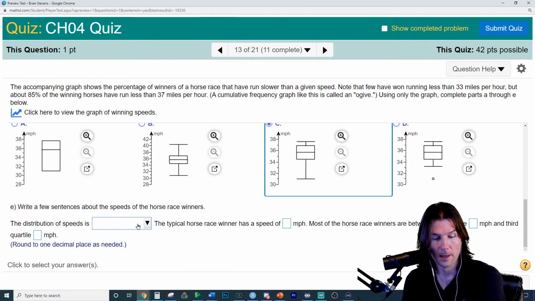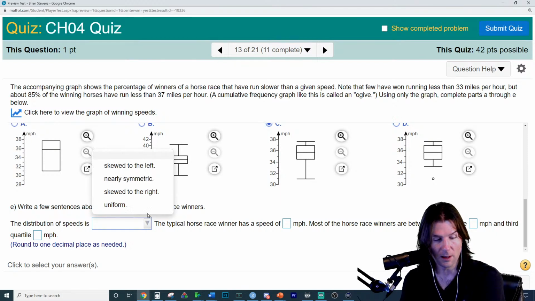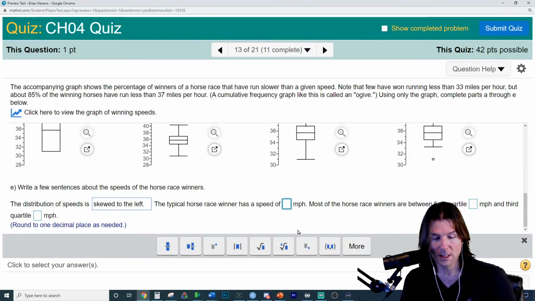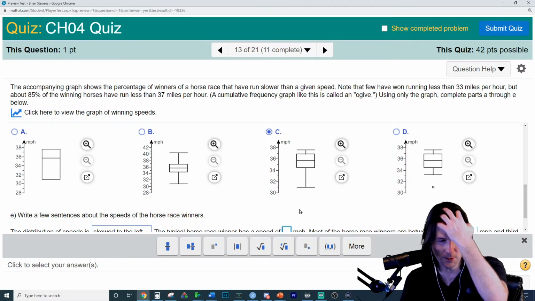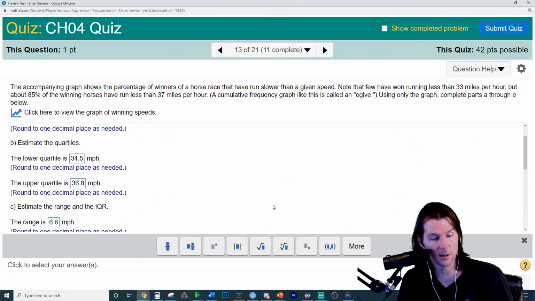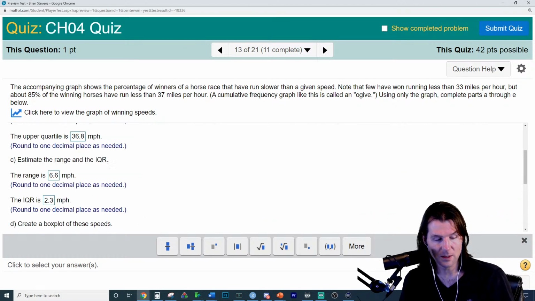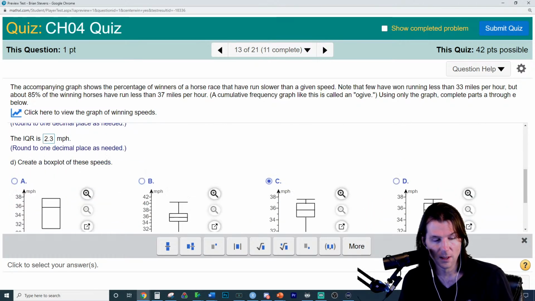Tricky question. Write a few sentences. This is going to be left skewed, it's pulled to the left. The typical horse race has a winning speed of how many miles per hour? So we're going to go for the median right here. The median is going to be 35.7. And most of the horses are between this and this. Man, they just really want you to keep repeating these.